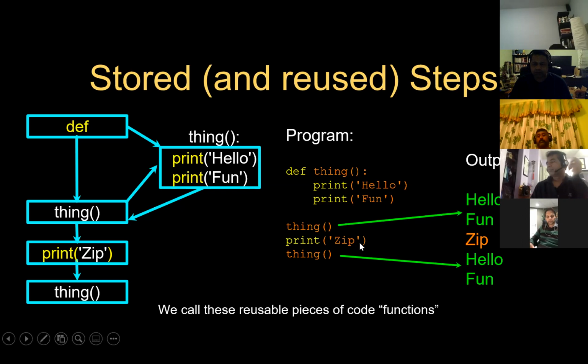Then what is going to happen if you execute this program as a whole? Then it will print zip and then hello and fun. Correct. Hello fun, zip, hello fun. Correct. That's exactly what is going to happen. Because the first thing will say hello fun, then you have zip, then you have hello fun again. Correct. Exactly. So that's what it is.